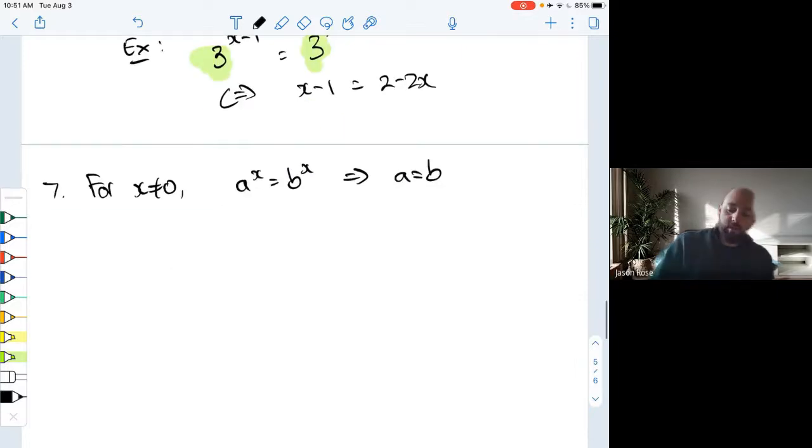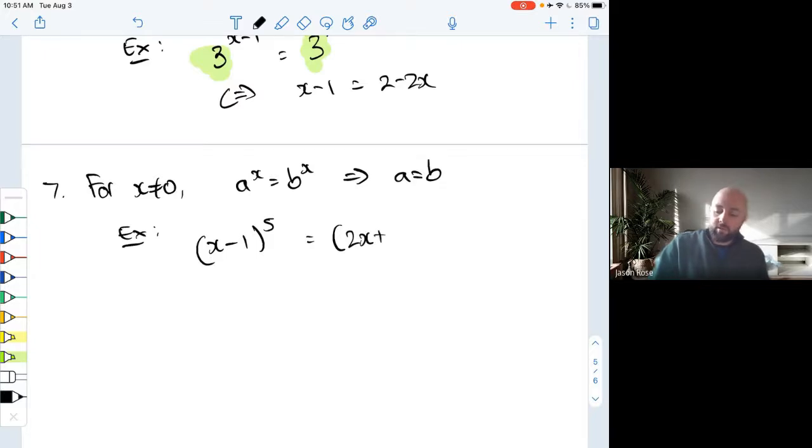So for example, let's say you have x minus 1 to the power of 5 is equal to 2x plus 3 to the power of 5. Well, since the powers are the same, and since the exponent is not equal to 0, that means that x minus 1 is equal to 2x plus 3. And you can solve from there. Okay.